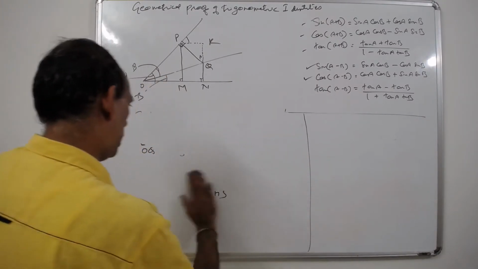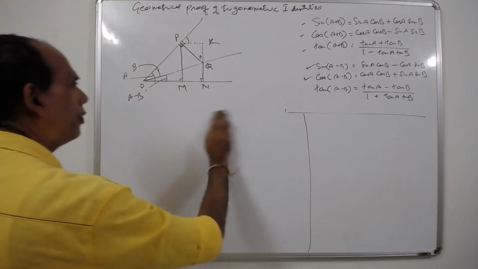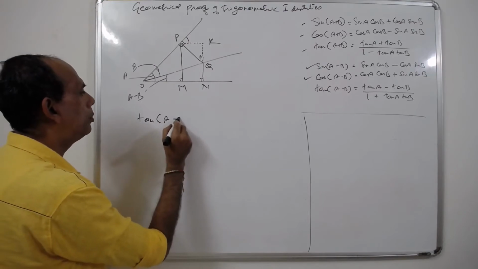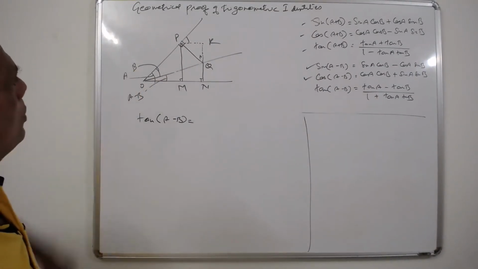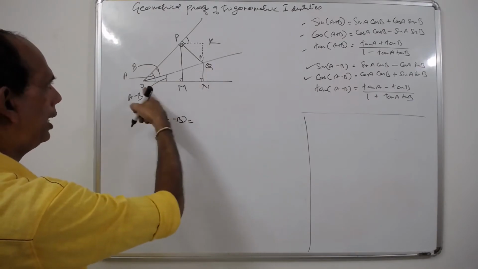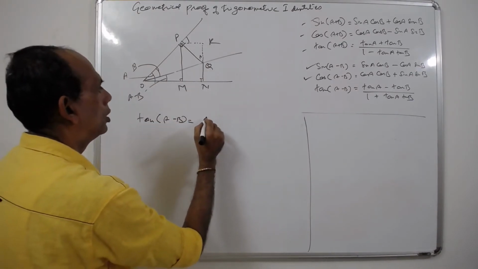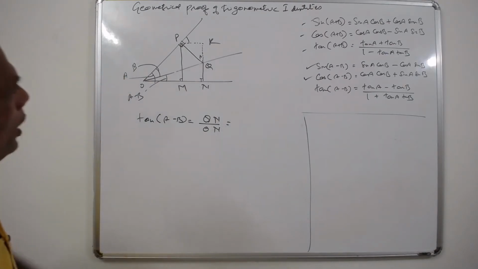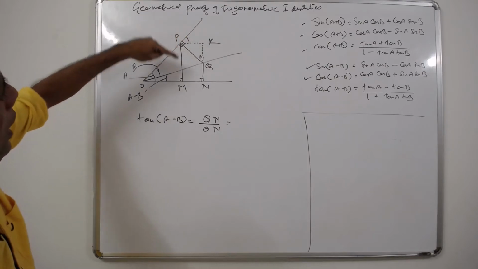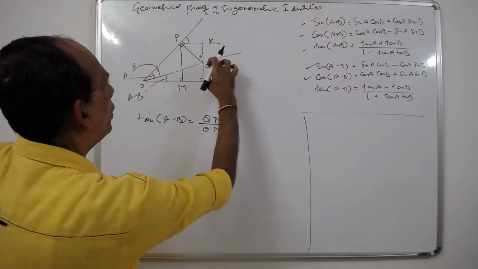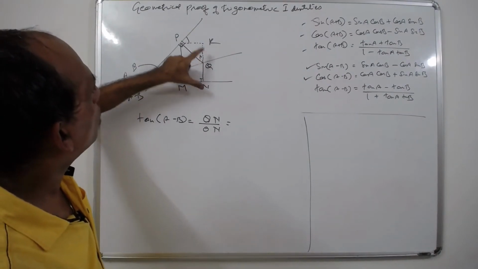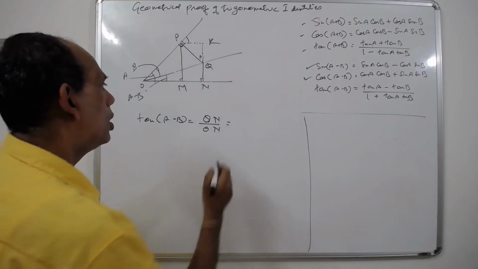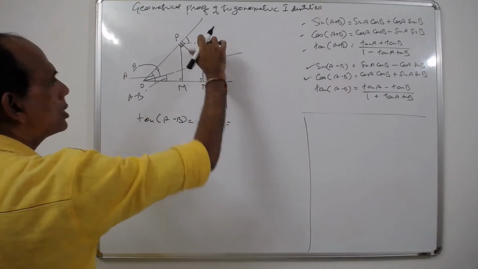Tan of A minus B. How do you prove tan of A minus B? Look, tan of A minus B is equal to, this is my A minus B. Tan is opposite upon adjacent, QN upon ON. What is QN? Can I say QN is equal to PM minus RQ? QN is equal to RN minus RQ, but I am saying PM minus RQ because RN and PM are same.